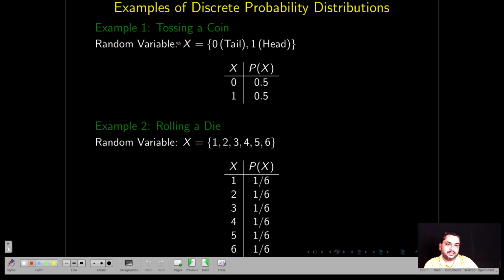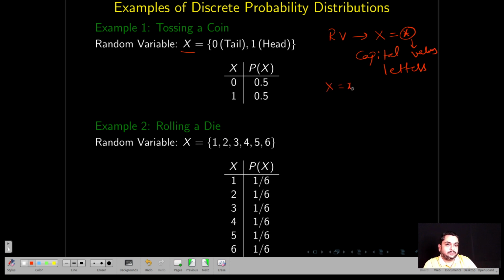Next, let us take an example. The random variable X. See, one more thing. Random variables are usually represented by capital letters. So X equal to small x means small x represents the values. This is how you write.